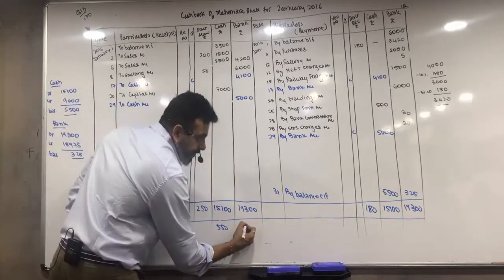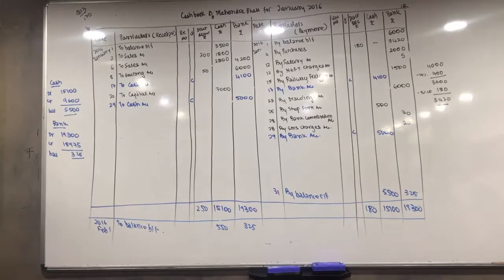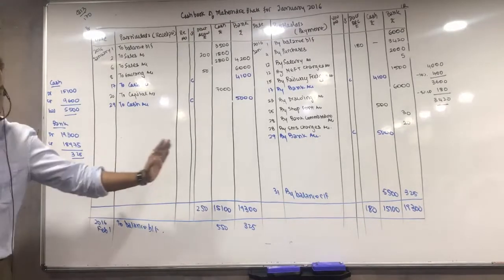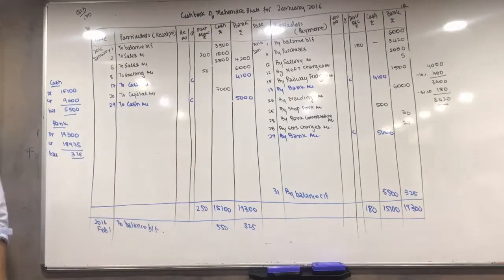Brought forward 5,500 and 325. Any doubt in this sum? In the exam, such sums will come for 6 marks minimum. Okay, not even one mark should go, please. It's simple, cashbook is receipt and payment. What comes in goes out, receiver and giver.